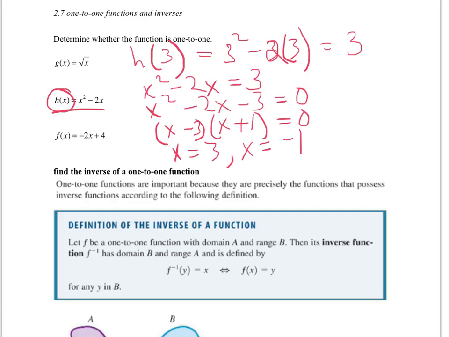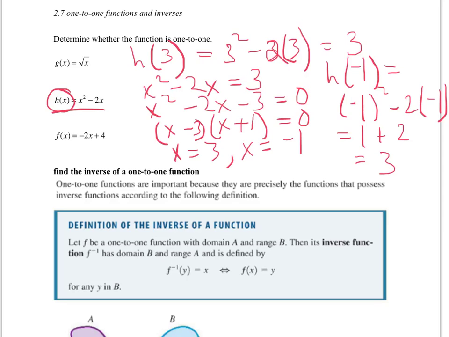So you see we have two x values that will give us the same function value. Let's calculate h of negative 1. h of negative 1 is negative 1 squared minus 2 times negative 1. Well, negative 1 squared is 1, and negative 2 times negative 1 is 2, and 1 plus 2 is 3. So you see we have two different x values, in particular x equals 3 and x equals negative 1, that are not equal, but the function values are the same. They're both equal to 3 when you substitute those x values into the function. They both make the function equal 3. So the function is not one-to-one.